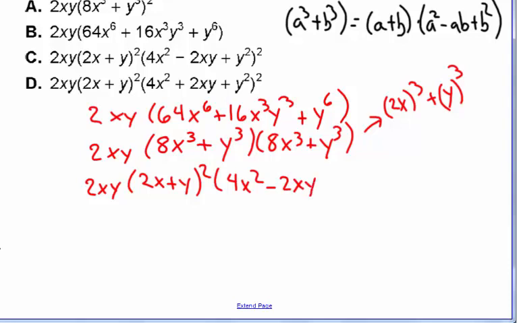And we're going to have to square that as well because we had two of those 8x cubed plus y cubed. So our answer would be C.